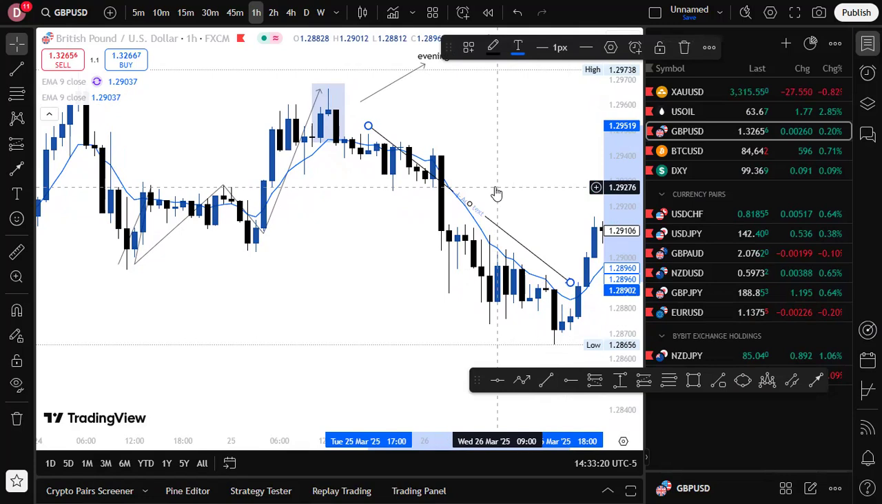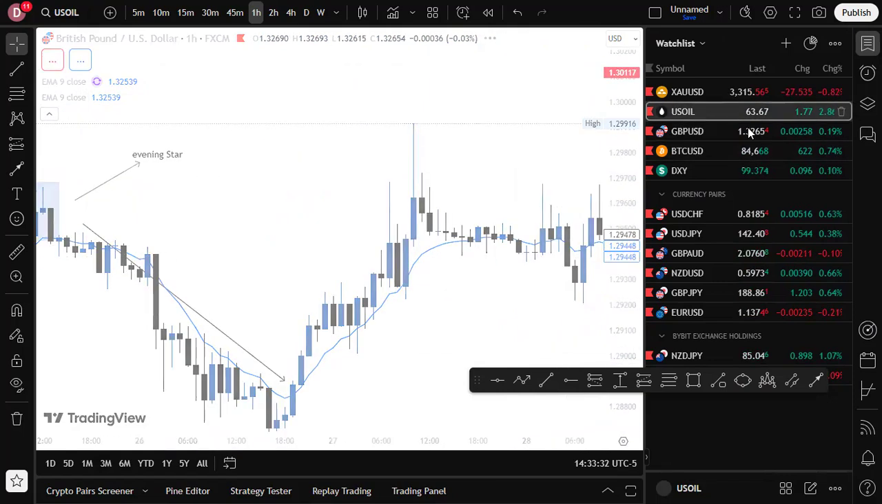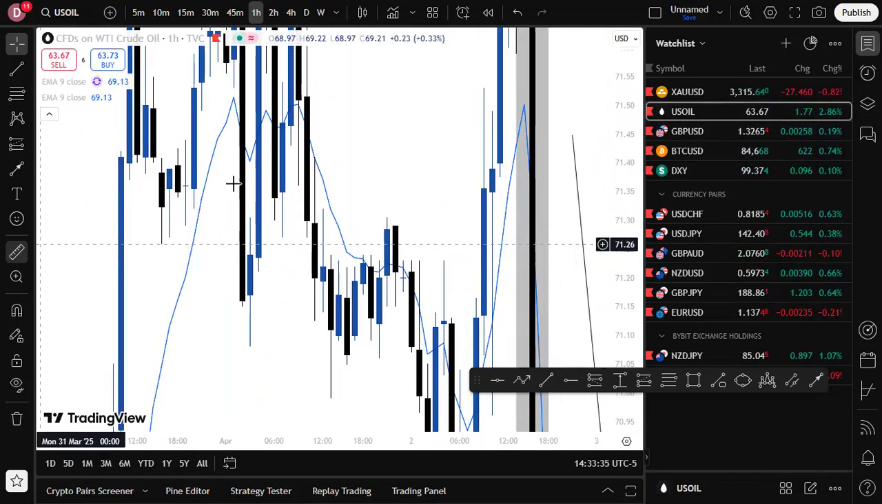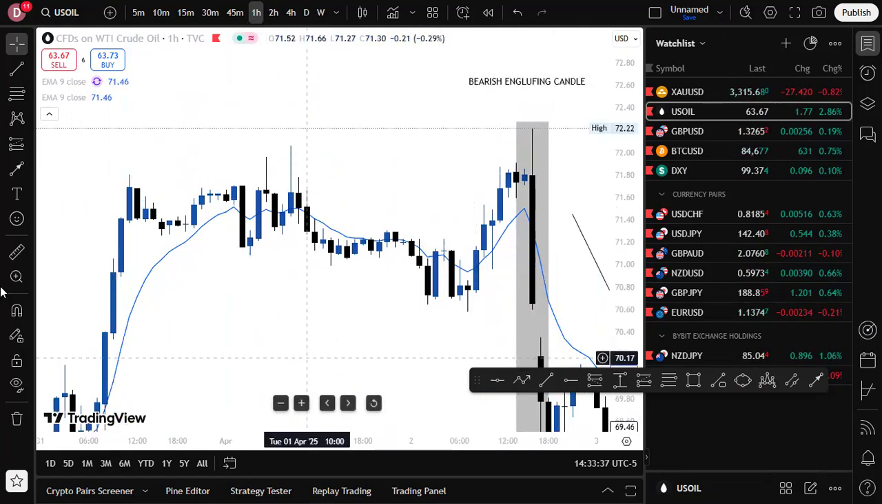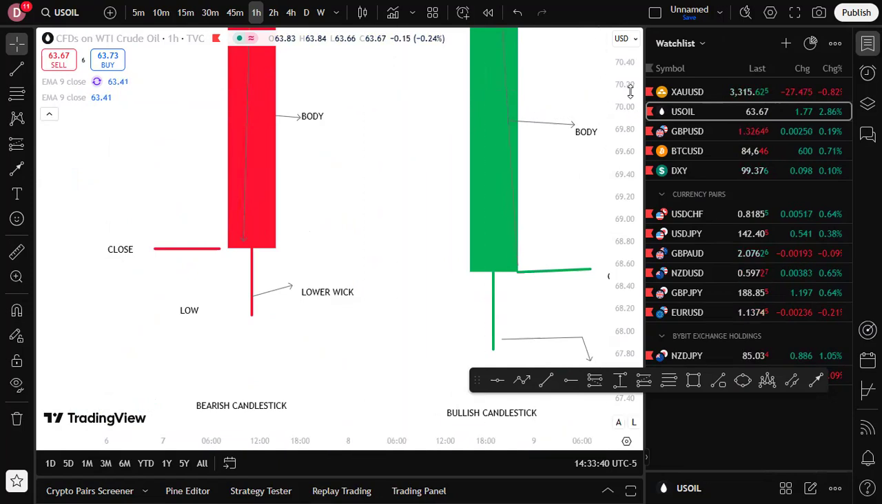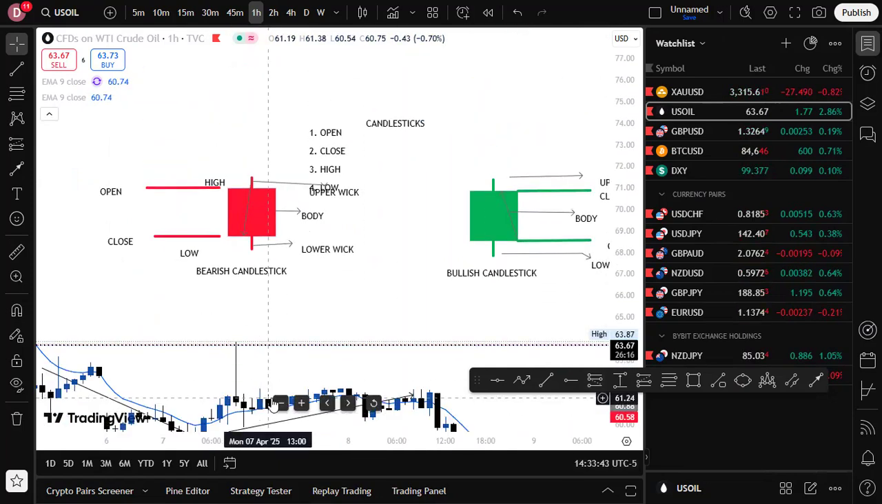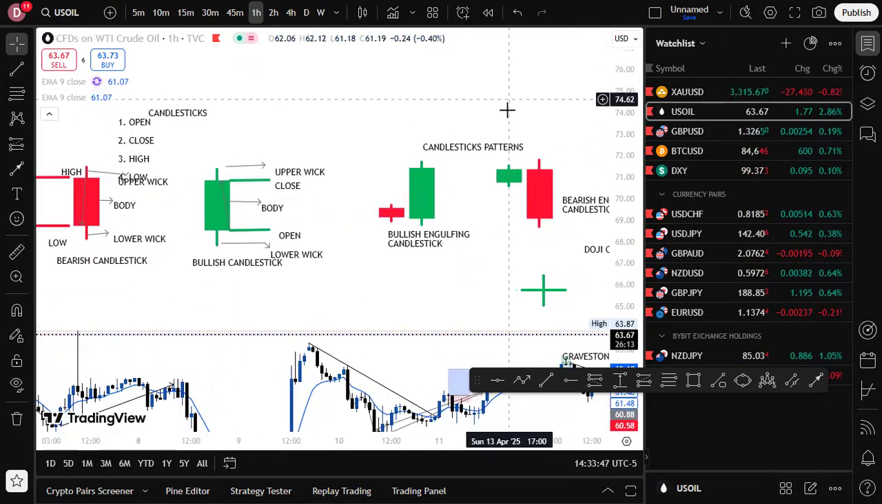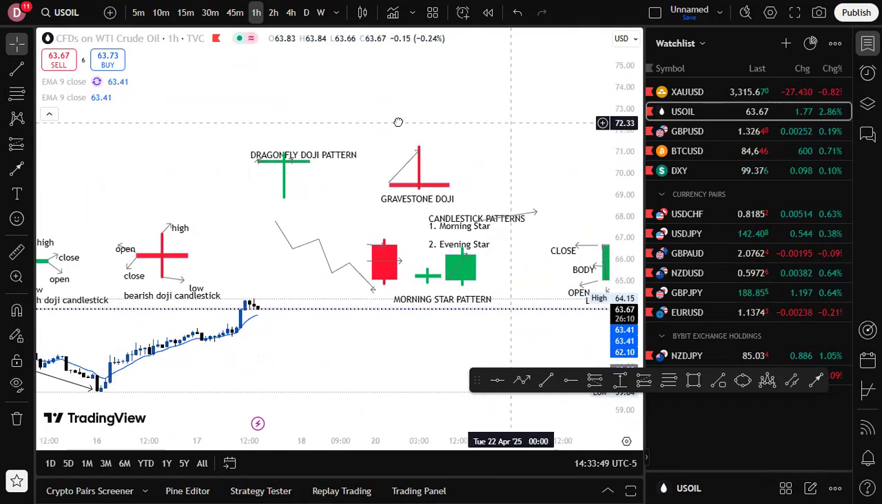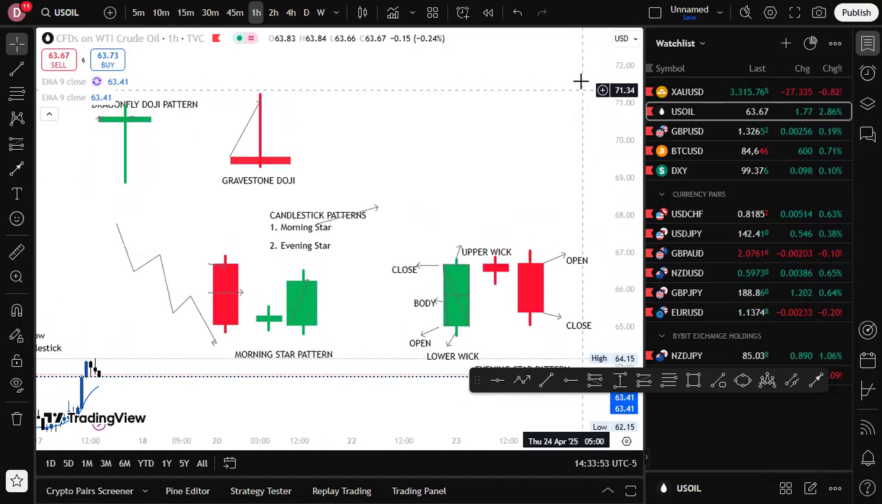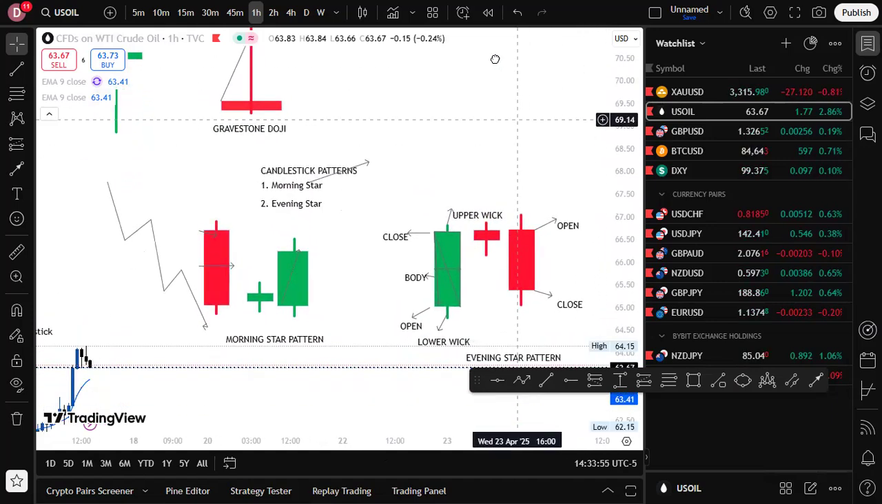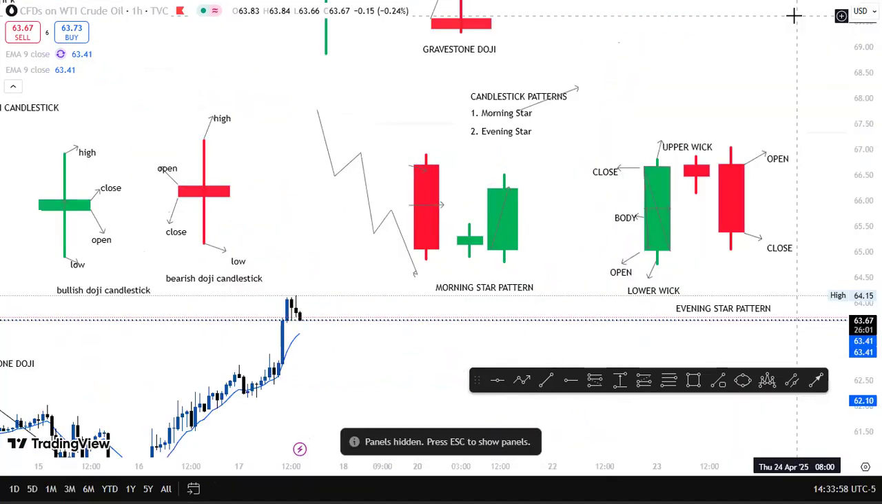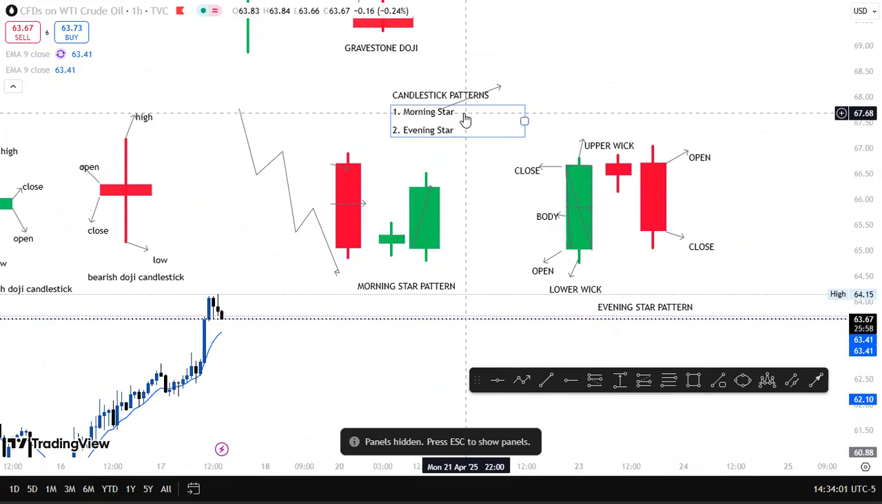So I don't think we have more time. Let's just do a revision of this, and then tomorrow we'll continue with part 4 of the class. So today we talked about other candlestick patterns, which are the morning star and the evening star.